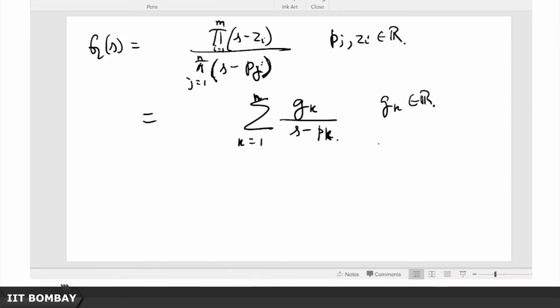Now this gives us a very ready-made, straightforward way to implement a state space realization for this system. How so? So notice that this G(s) is equal to nothing but Y(s) upon U(s) is equal to summation gk upon s minus pk.